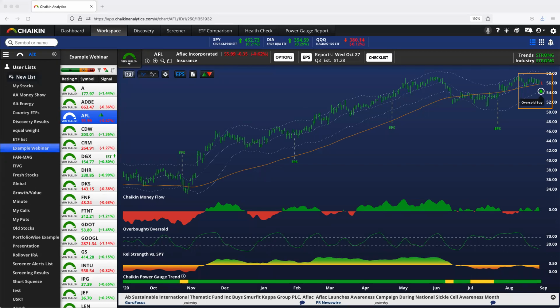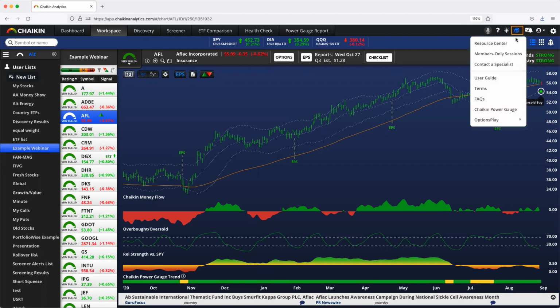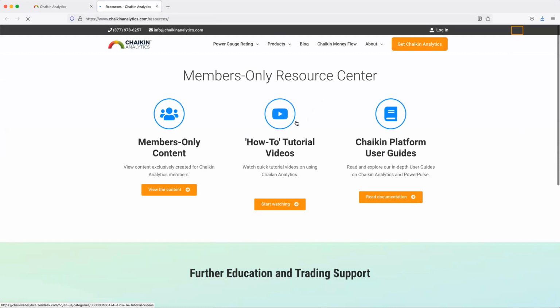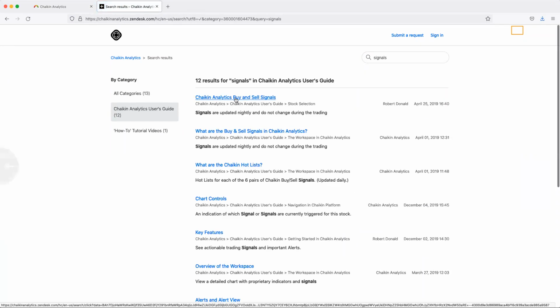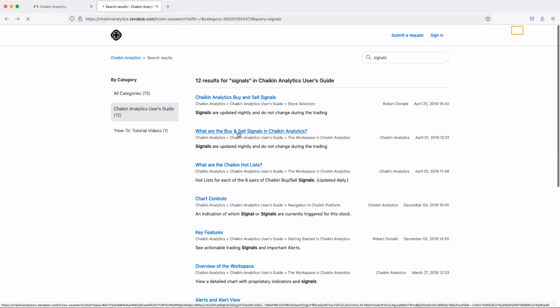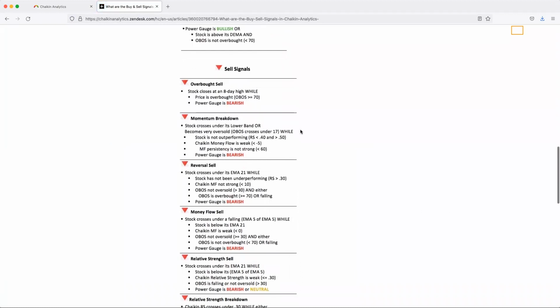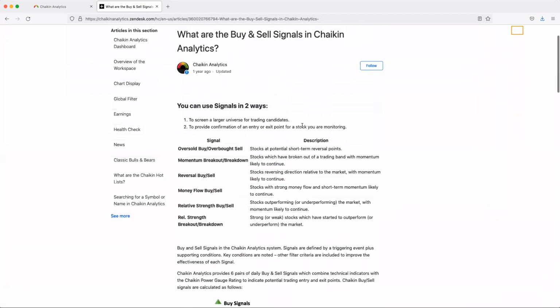Now, there are 6 different pairs of buy and sell signals, and we can learn more about those by going to the user guide. We can get to the user guide here, or we could go to the resource center and click user guide. We could search it if we wanted to. What about signals? Here we go. There's 2 posts for some reason. We'll delete the other one.